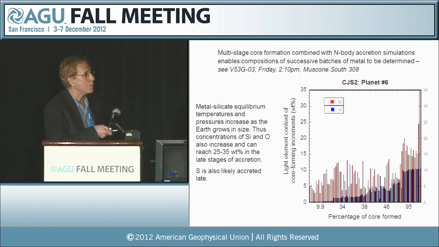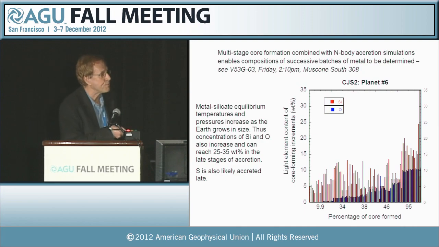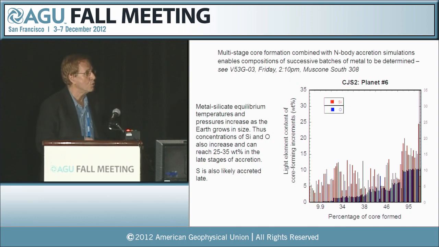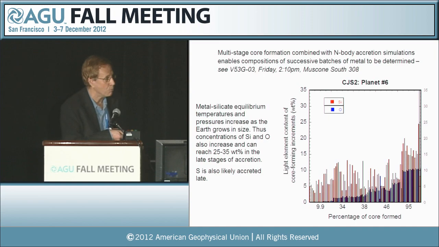So the reddish bars show the silicon concentrations, and the blue bars show the oxygen concentrations. So when the planet is very small, we get significant silicon in the metal, and because the temperatures are then low, the interaction parameters will be likely to be important. So this is one area where the interactions I've been talking about will be important.